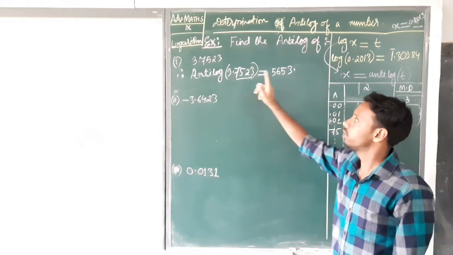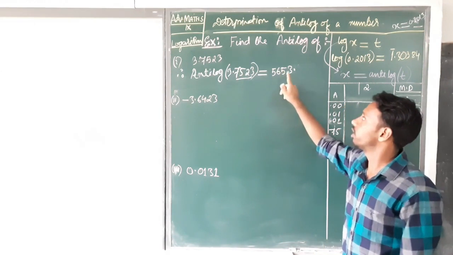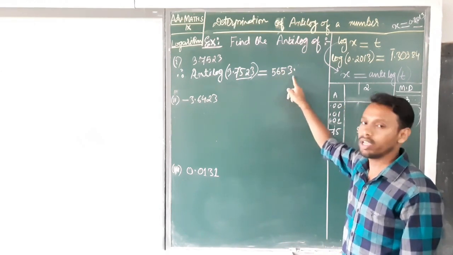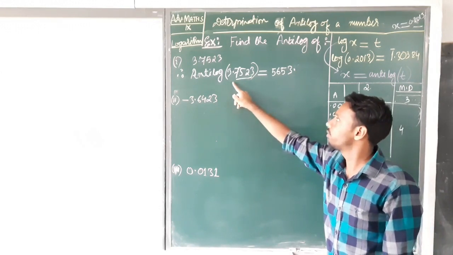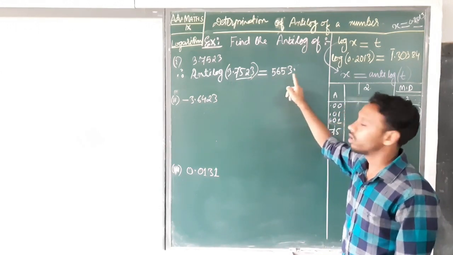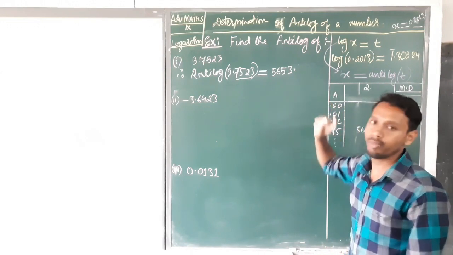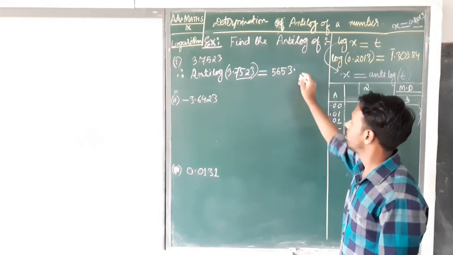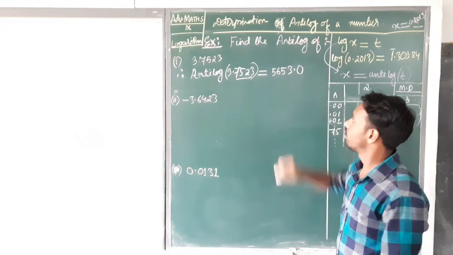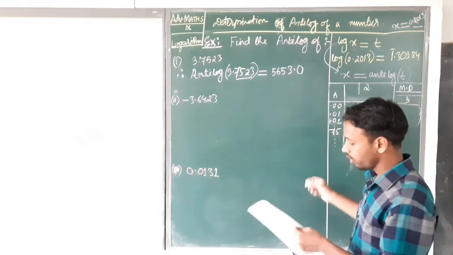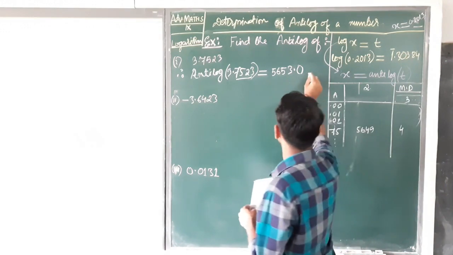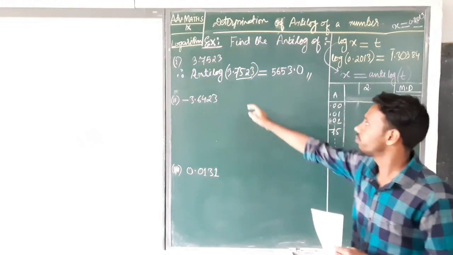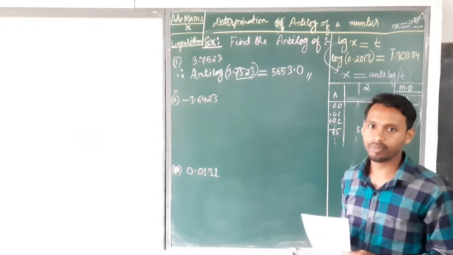And how will you use it? If it is 3, you will put the decimal after 1 more digit, that is 4 digits: 1, 2, 3, 4. If it is 4, you will put the decimal after 5 digits. There are no 5 digits, so we have to make one by adding a 0. Since we can put it after 4 digits, you can write 5653 point. So this is the result of the antilog of 3.7523.